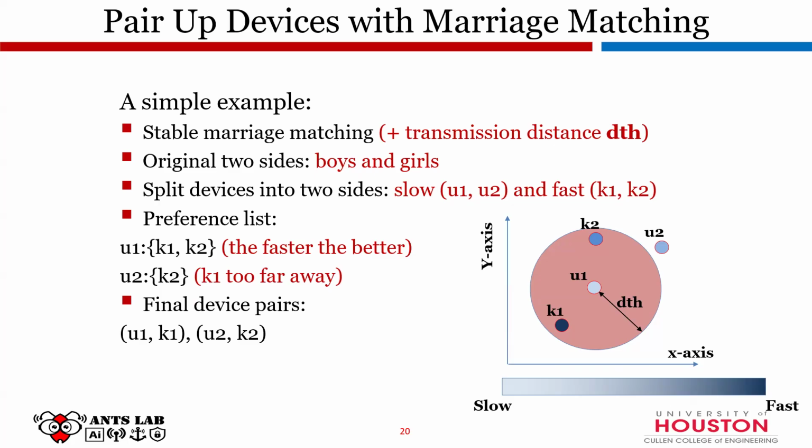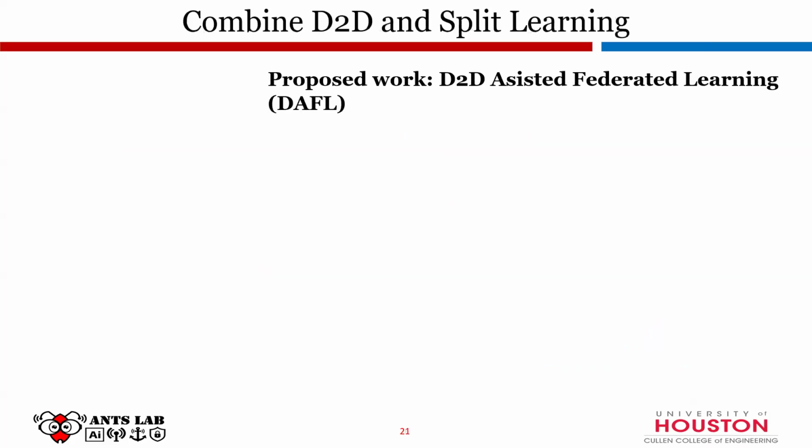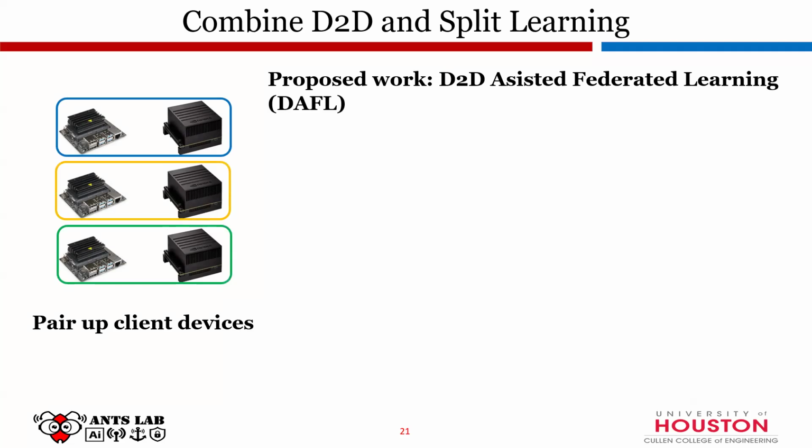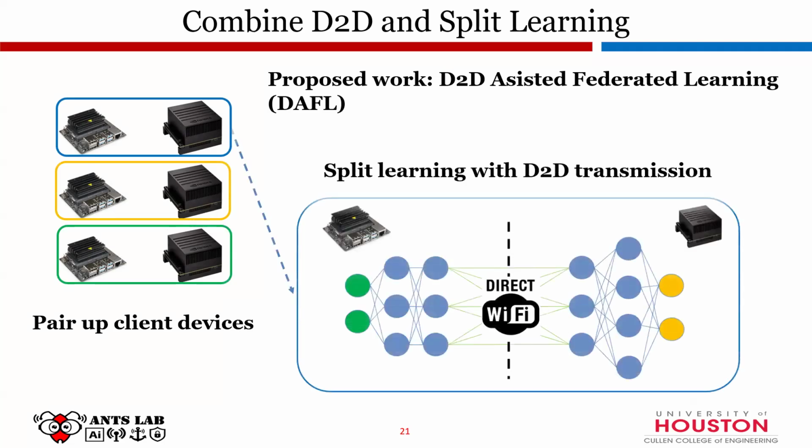With that, we've essentially solved the three questions I just mentioned, so that we pair up the devices. To combine D2D and split learning, the proposed work is the D2D assisted parallel learning, which is DAFL, where we pair the client devices, and between the devices they perform split learning with the help of D2D transmission.